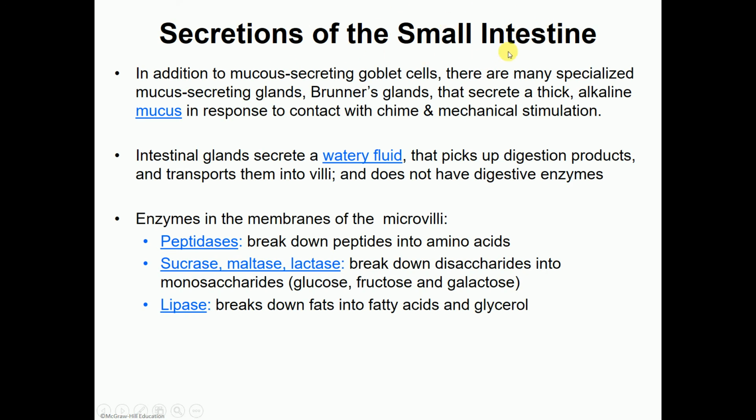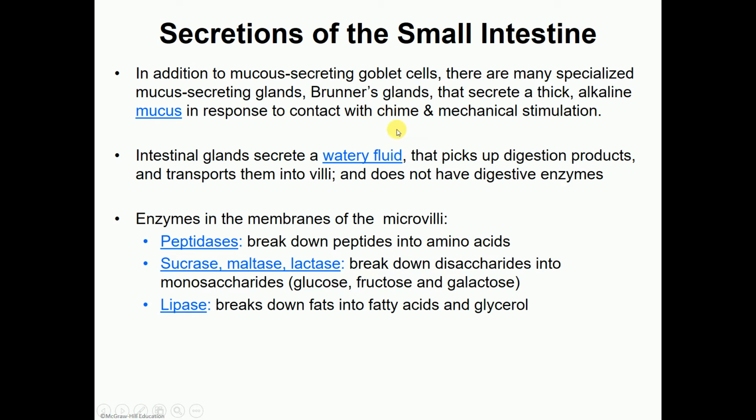Now, what are the secretions of the small intestine? Well, the small intestine doesn't really secrete digestive enzymes. Remember, the final enzymes are found within the cell membrane of the microvilli, so they're not secreted into the lumen. But what the small intestine does secrete is some mucus to lubricate and help with the movement of chyme. And it also has special glands known as Brunner's glands, and those secrete a very thick alkaline mucus. Okay, and it happens in response to contact with chyme.